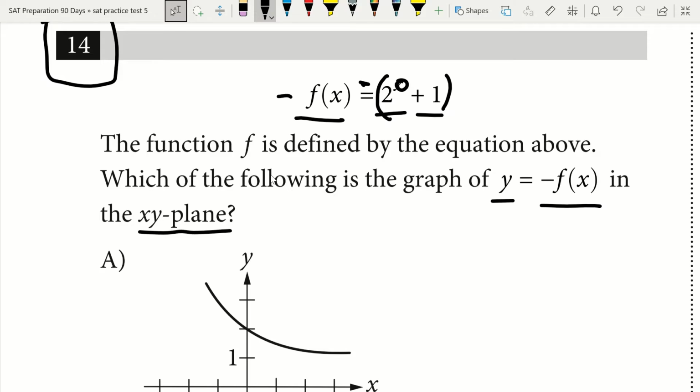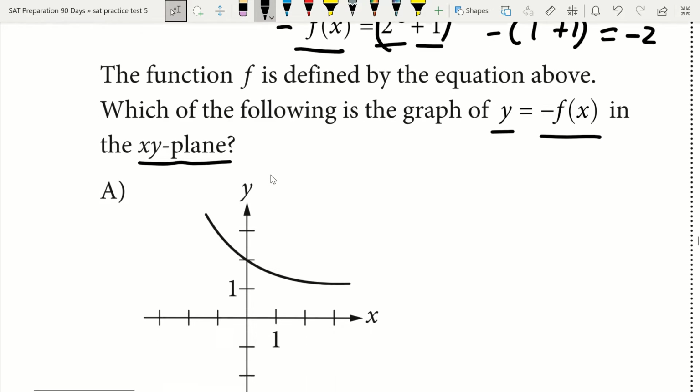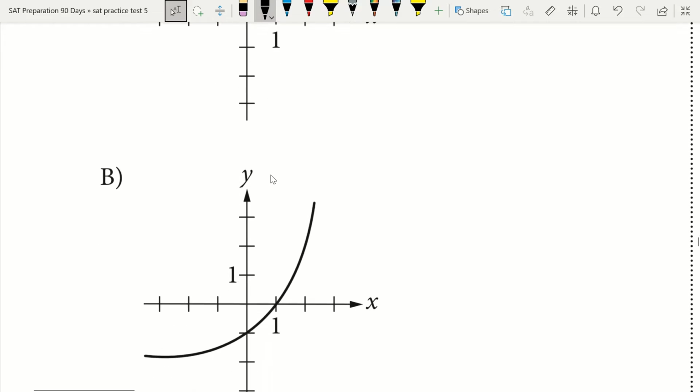Okay, so we got 2 raised to the 0 power. We know that's going to be 1. So now we're going to have negative 1 plus 1. We know that that's going to equal negative 2. Okay, so when x is 0, we need to have our graph be at negative 2 for y.